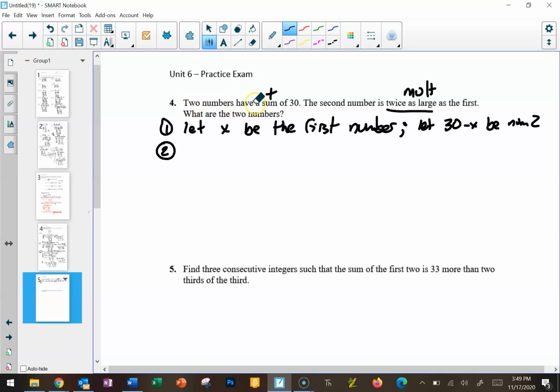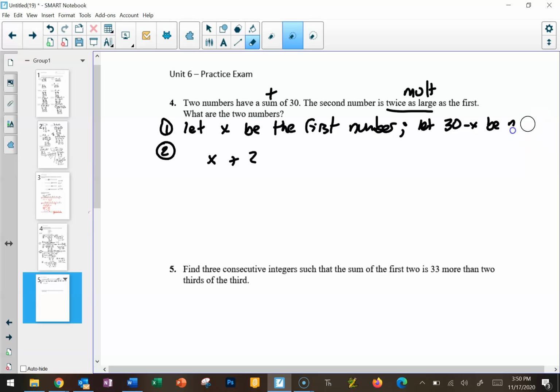Set up our equation. Two numbers have a sum of 30. Okay, we already kind of took care of that. The second number is twice as large as the first. Well, which one's the second number? Okay, the 30 minus x is the second number. All right. So the second number is twice as large as the first. So the first number plus the second number, okay. Oh, I'm sorry. The second number is 2 times. Oh, I don't even need to do this. Two numbers have a sum of 30. The second number is twice as large as the first. Oh, okay. You know what?